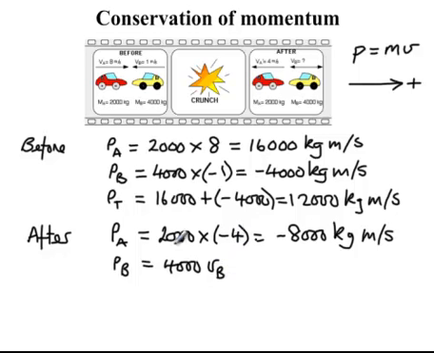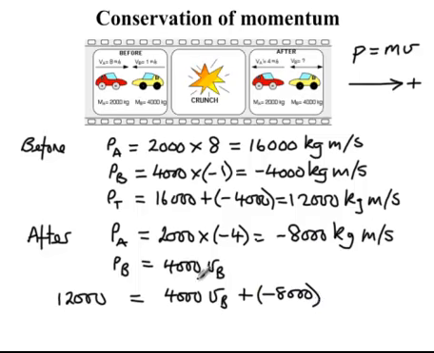So I know that the momentum of the two cars added together must still equal 12,000 kilograms meters per second. So I can say that 12,000 must equal, well, I've got 4,000 VB plus this here, minus 8,000.